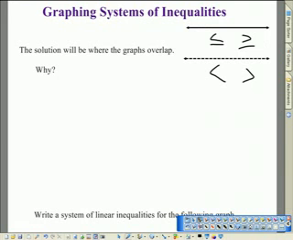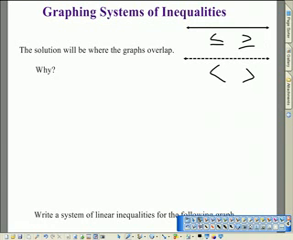One way I always like to think about it is, whether it's an equation or an inequality, if I see the equal sign in there anywhere, that's when I put my solid line. If I don't see an equal sign, that's when I use my dashed line. All right, that's the first major difference.